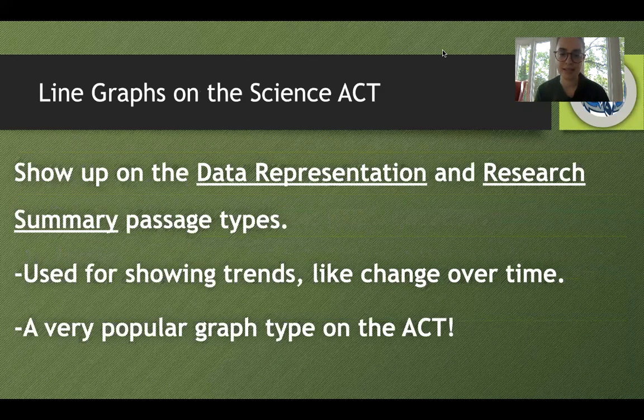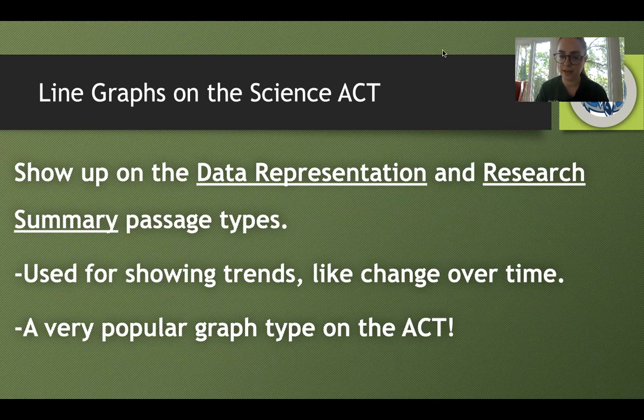Line graphs on the Science ACT. They show up in 2 of the passage types. They show up in the data passages that are usually just some graphs, some tables, and you answer questions about the results. And they also show up in the research summary passage types. They are obviously not in the dueling scientist conflicting viewpoint passage because those are just text.